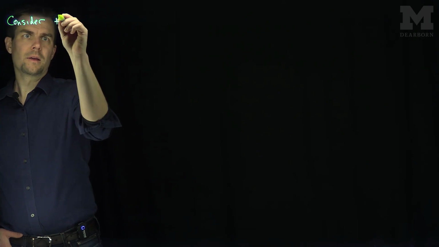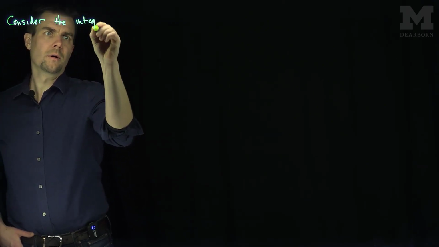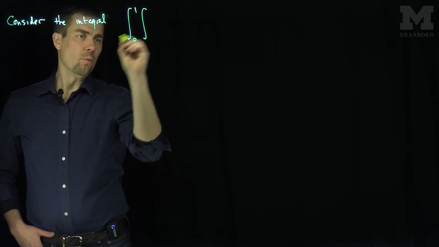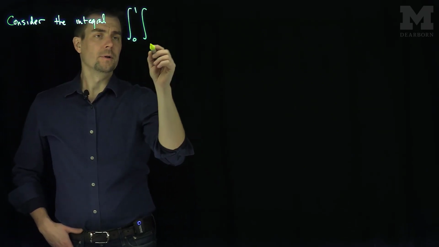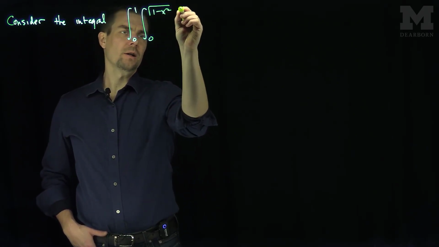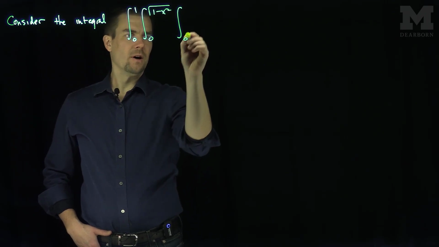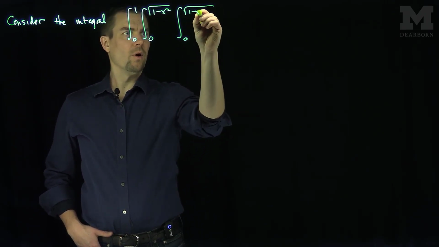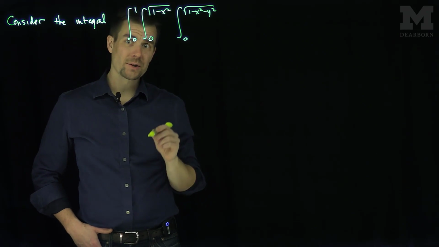Hello students, in this video we'll see an example of changing a triple integral into spherical coordinates. Let's consider the integral. We're going to integrate x from 0 to 1. We're going to integrate y from 0 to the square root of 1 minus x squared. And we're going to integrate z from 0 to the square root of 1 minus x squared minus y squared.